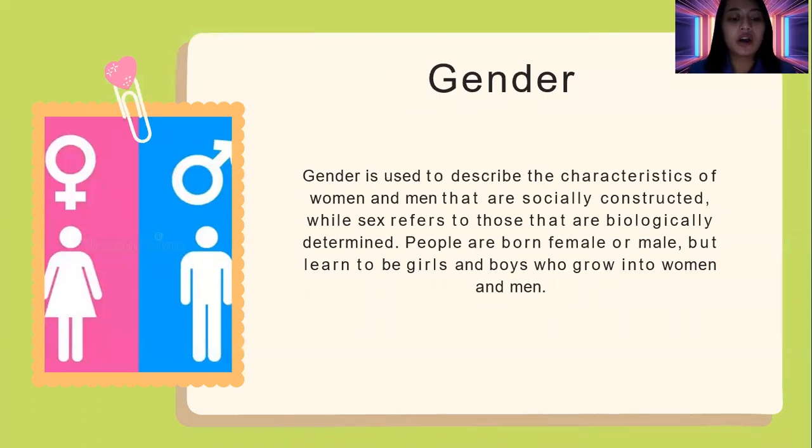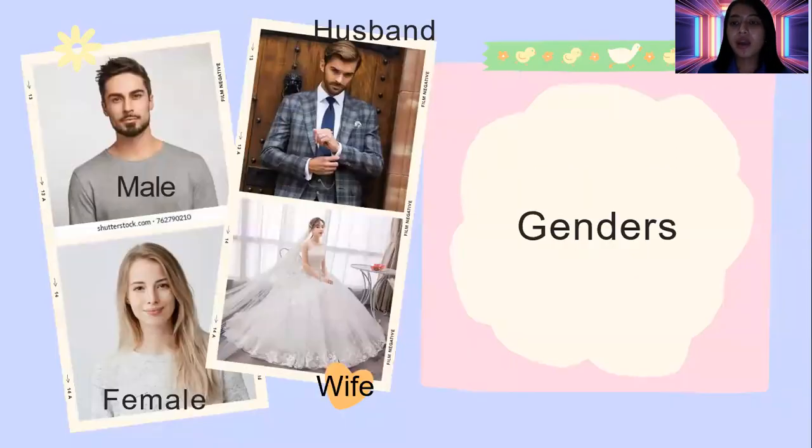And next, opposites: male and female. Gender. Gender is used to describe the characteristics of women and men that are socially constructed, while sex refers to those that are biologically determined. People are born female or male, but learn to be girls and boys who grow into women and men. There are genders: male as husband and female as wife.